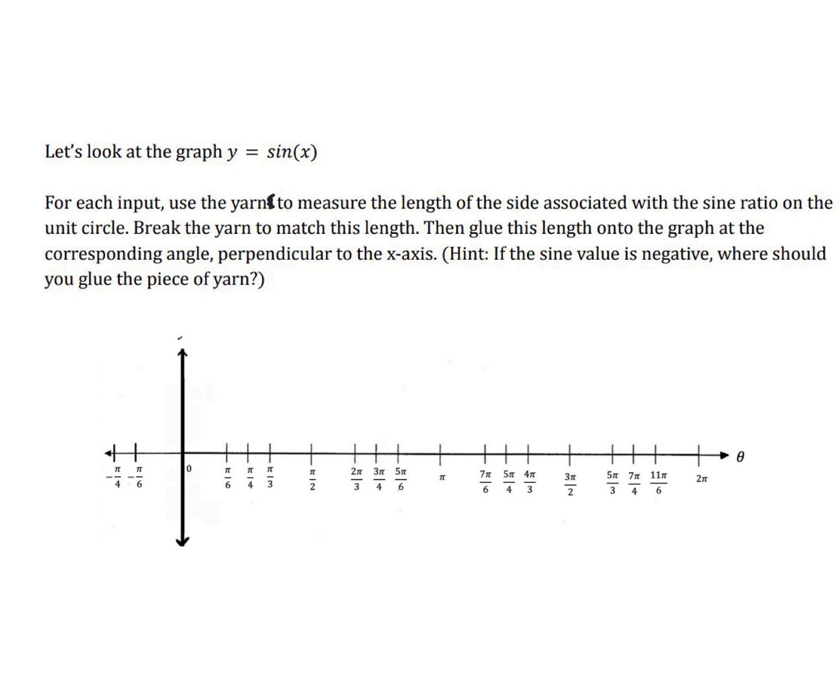But we're just going to go ahead, and so again, you can use the yarn to measure the length of the side associated with the sine ratio on the unit circle, break the yarn to match this length, and glue this onto the graph at the corresponding angle perpendicular to the x-axis. And hint, if the sine value is negative, where should you glue the piece of yarn?